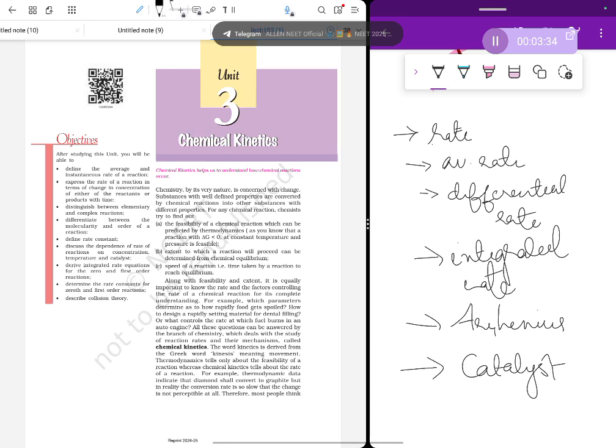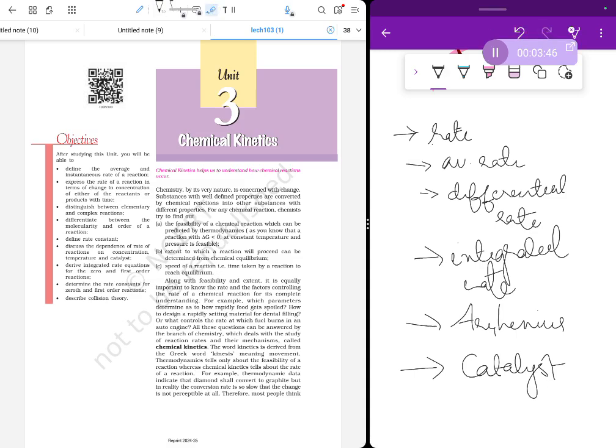So before starting the chapter, we definitely have to know what we are going to study in that particular chapter. You should know the goal of the chapter. So let's start with this.